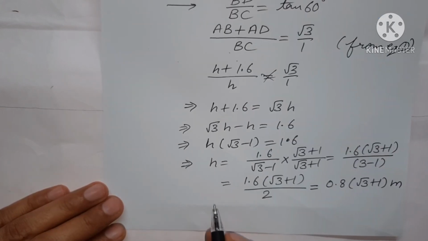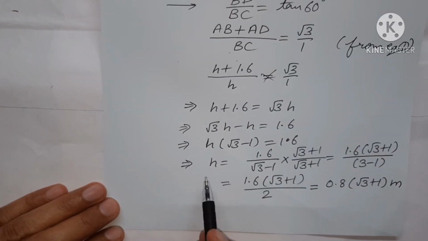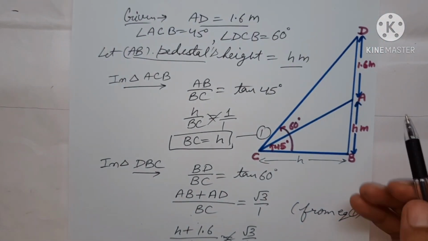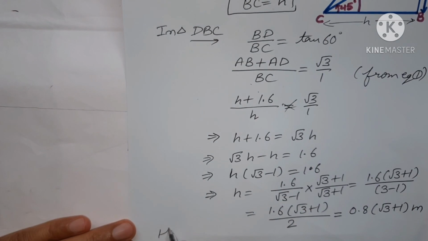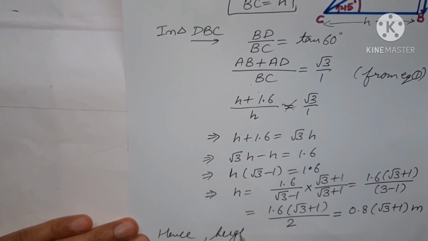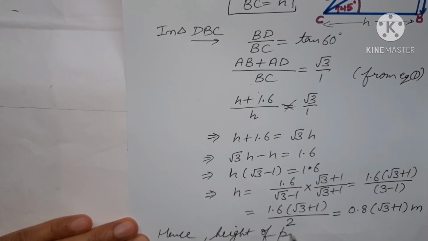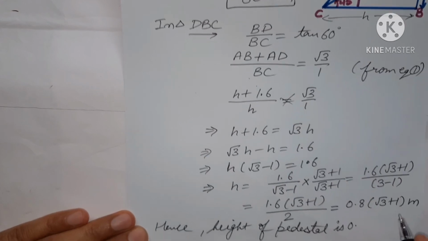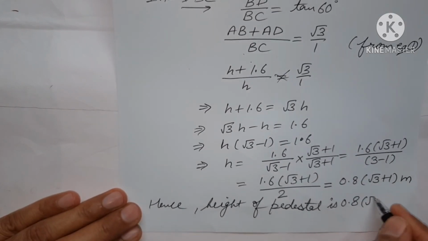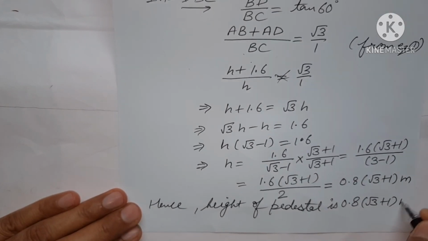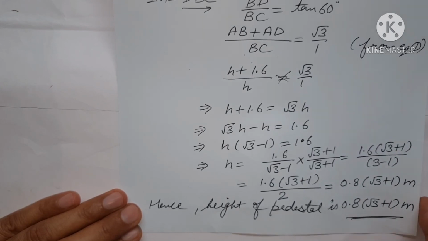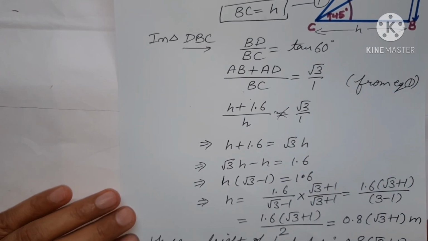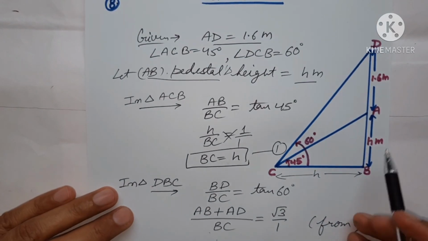In the last we need to write down the answer, that what we consider h. h is the height of this pedestal. So we will write, hence, height of pedestal is 0.8(root 3 plus 1) meter. Don't forget the unit here, meter is the unit. So in this way we can find out the height of the pedestal.